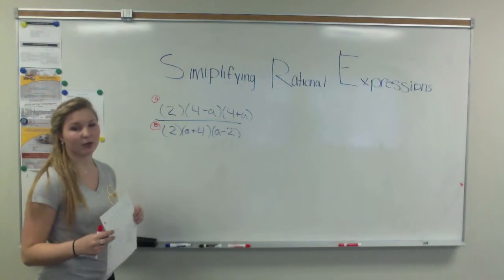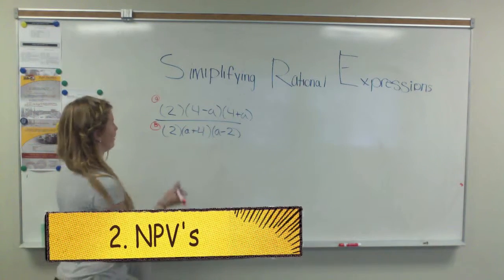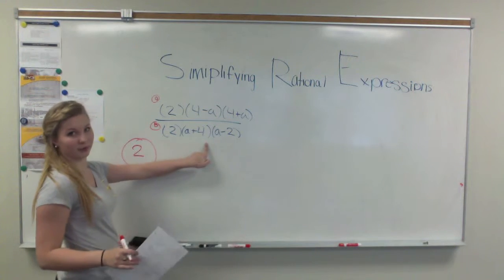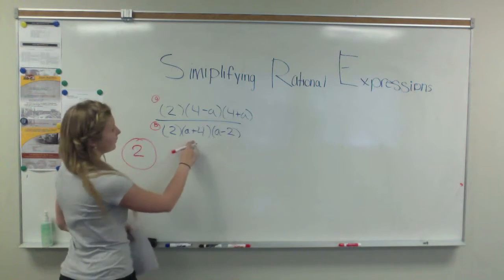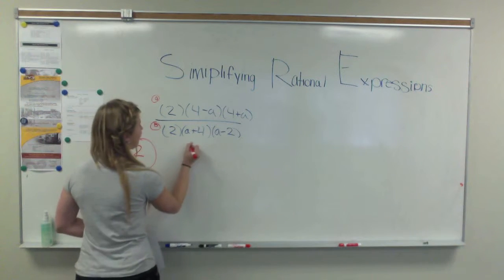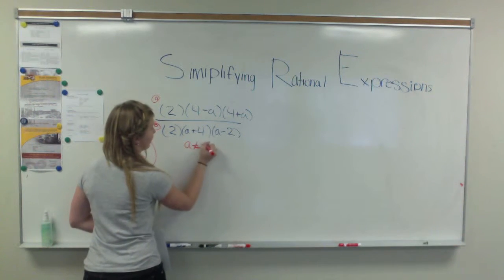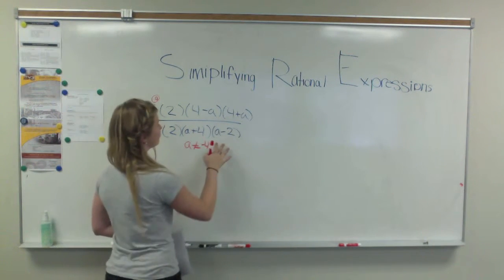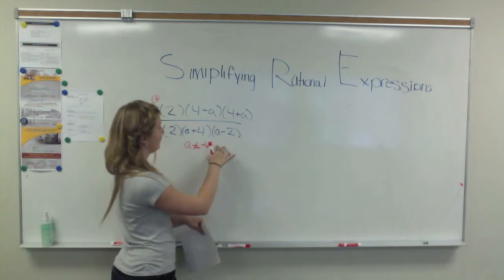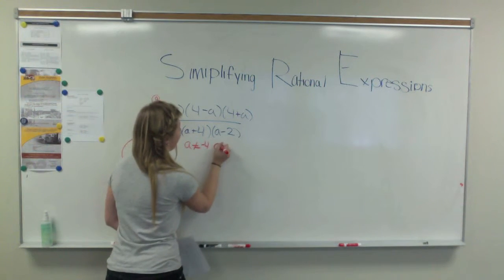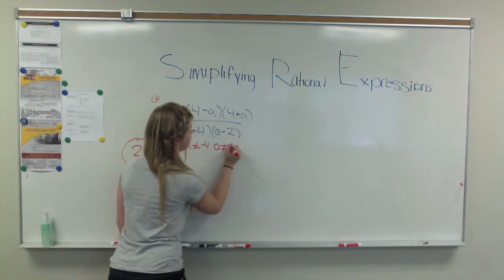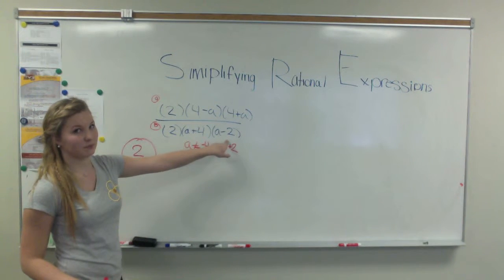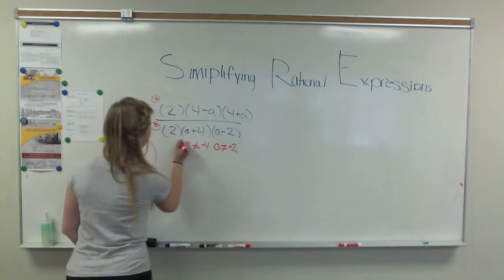Since we've finished step 1, we're going to go to step 2, which is finding our non-permissible values. Now we're going to again take them from the bottom, which is the denominator. Here, for this expression not to equal 0, a cannot equal negative 4, because negative 4 plus positive 4 equals 0. Here we have a minus 2, and for that not to equal 0, a is not going to equal positive 2, because positive 2 minus 2 will equal 0. So these are our non-permissible values.